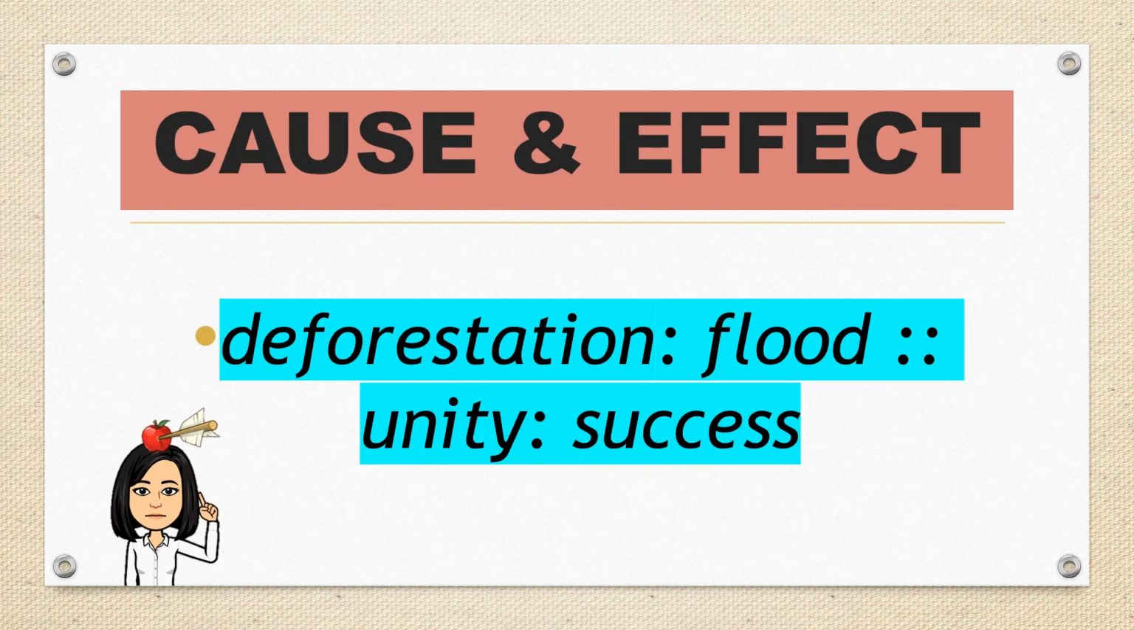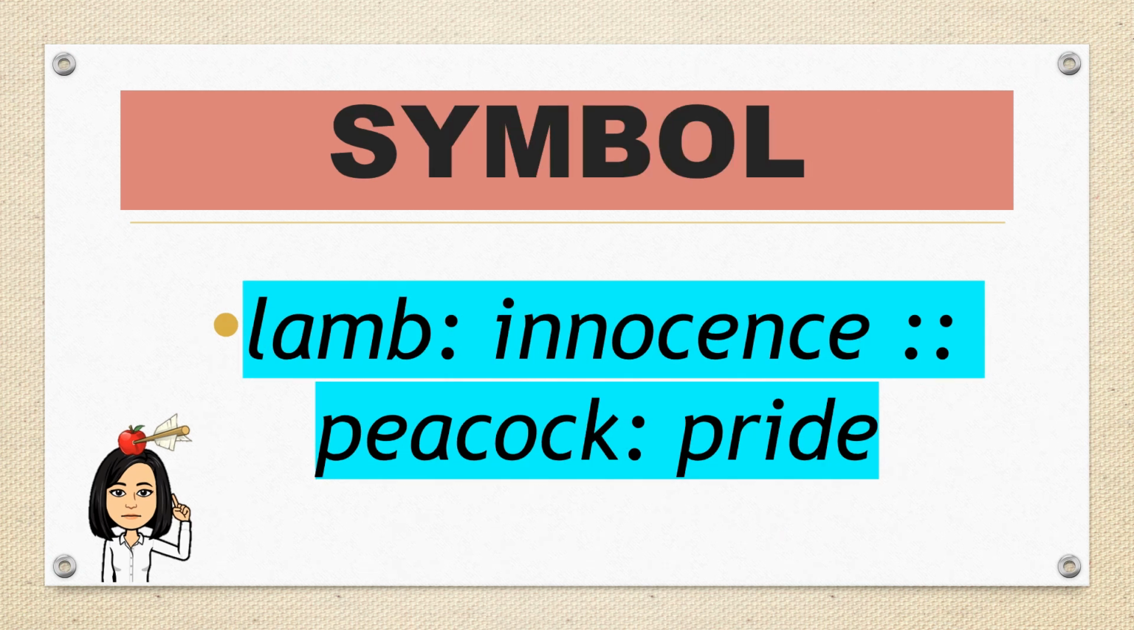Cause and effect. The first words show the cause and the second words name the effect. Deforestation is to flood as unity is to success, meaning flood occurs because of deforestation, as success is reached when there is unity. Symbol. The first words are the symbols of the second words.